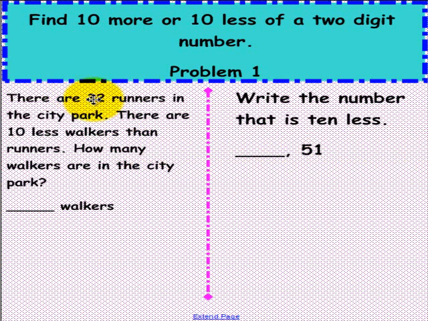Okay, if there's 32 runners and there's 10 less walkers, that means we're going to subtract, and 32 minus 10 is 22. And over here, if the number is 51 and there is 10 less, we should have 41. If your answers match ours, that is outstanding.